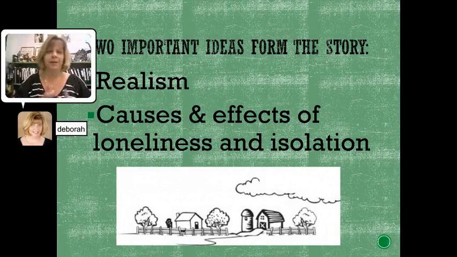Now, there are two main important ideas or themes that you should take away from the novel. The first is this idea of realism, and the second are the causes and effects of loneliness and isolation. And these are the major themes that John Steinbeck was using in the book.